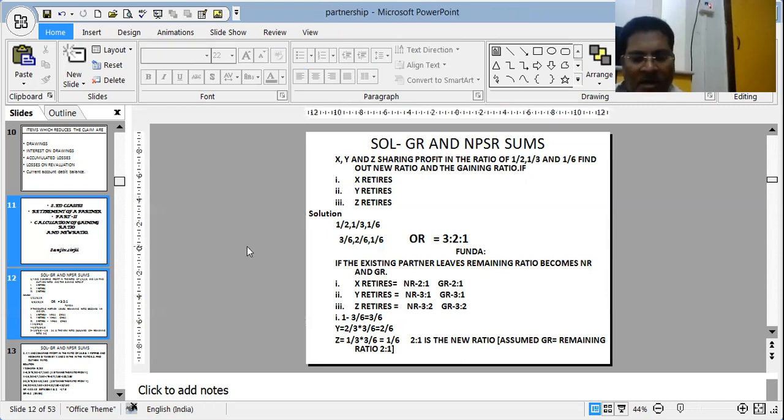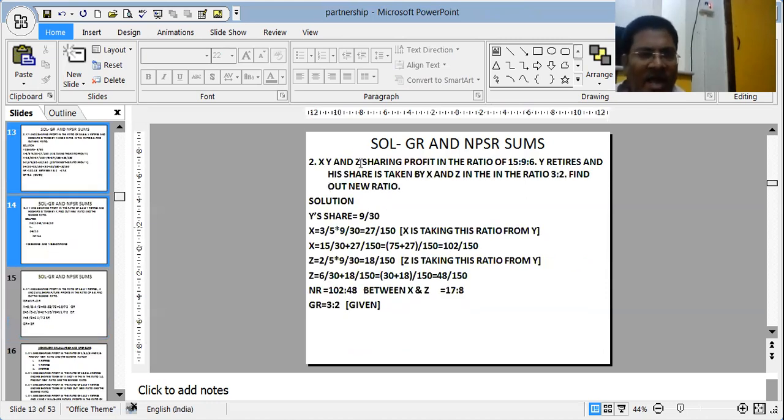Okay, let's understand the second sum. X, Y, and Z sharing profits in the ratio 15:9:6. Y retires and his share is taken by X and Z in the ratio of 3:2. Find out the new ratio. Now Y retires and his share is taken by X and Z in the ratio 3:2. So first of all, when Y retires, then Y was taking 9/30 of the profit. So 9/30 of the profit is left, which has to be distributed among the partners.